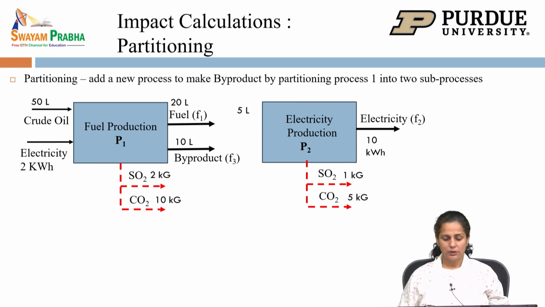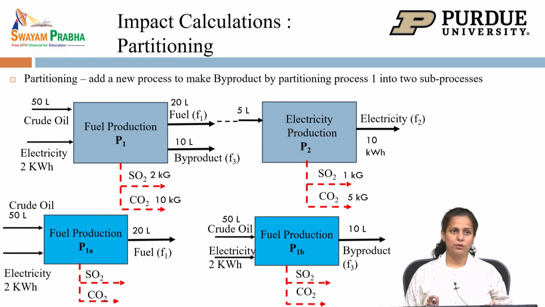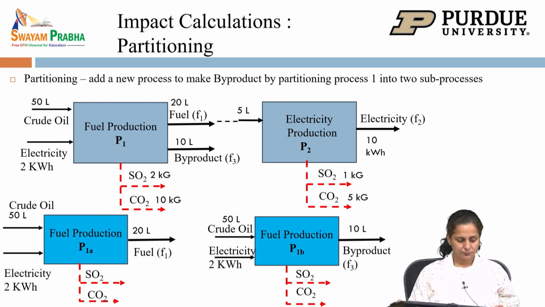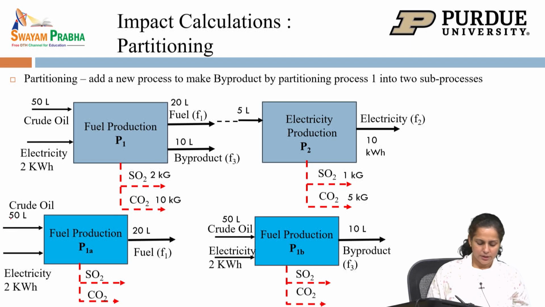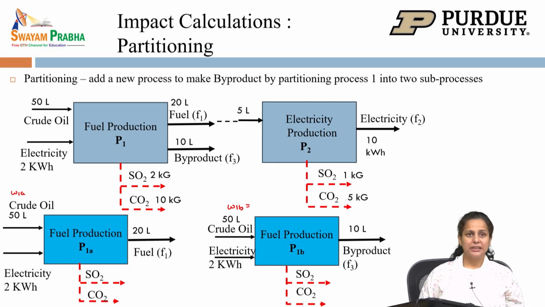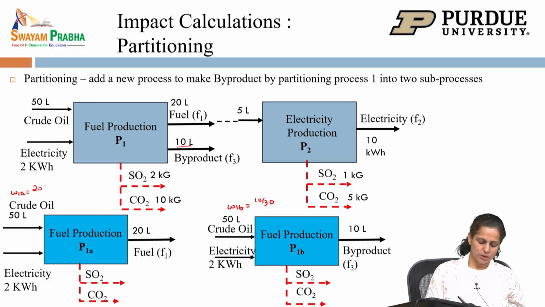So, here we will be establishing the network using the partitioning. So, we will calculate the W1A, which is the weight given to the fuel production A, and W1B, which is the weight given to the P1B. So, W1B is 10 by 30 because 10 liters of byproduct and total product is 30, and W1A is going to be 20 by 30.